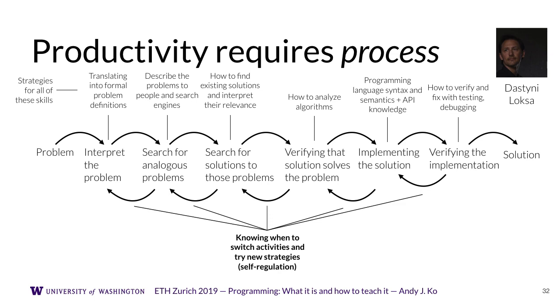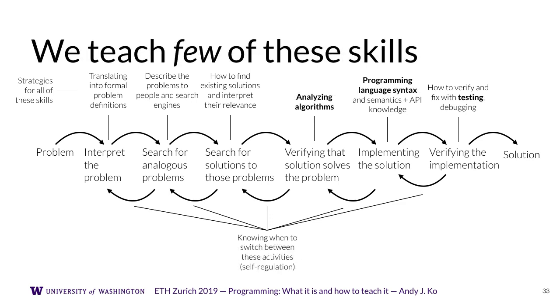Now, the big gap here is that we teach very few of these skills in higher education and elsewhere. We maybe teach a little bit of analysis of algorithms, but only in a theory of complexity kind of way. We teach programming language syntax. We kind of teach semantics. We describe it in natural language, but we hope that people understand it. We don't really do that very rigorously. Maybe if somebody takes a software engineering class, they learn a bit about software testing. But we mostly ignore all of these other skills, even though we know now that they're really critical to successful programming.